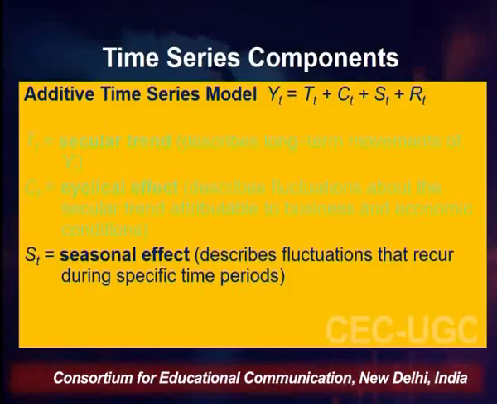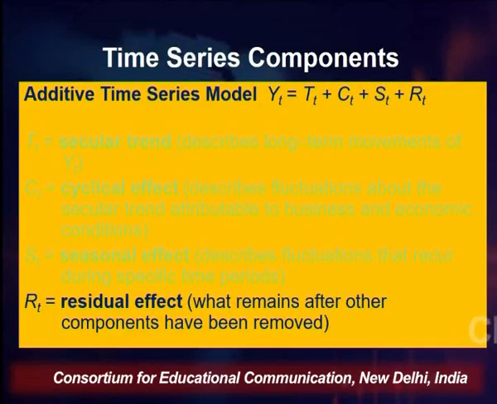So initially it is increasing, then later there is a slight downfall, then a correction, and eventually it increases. So it can have a cyclical impact. There can also be a seasonal impact on your data, which describes the fluctuations that occur during a specific time period. This effect can be due to the seasonal changes also. And the last one is the residual effect, what remains after the other components have been removed. Once you remove all other components, what is left is known as the residual effect.